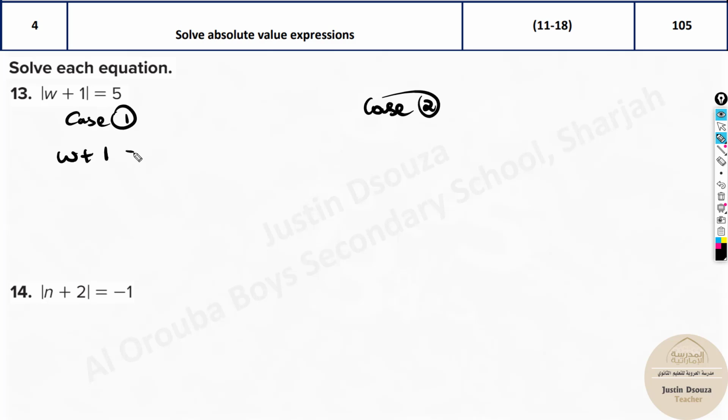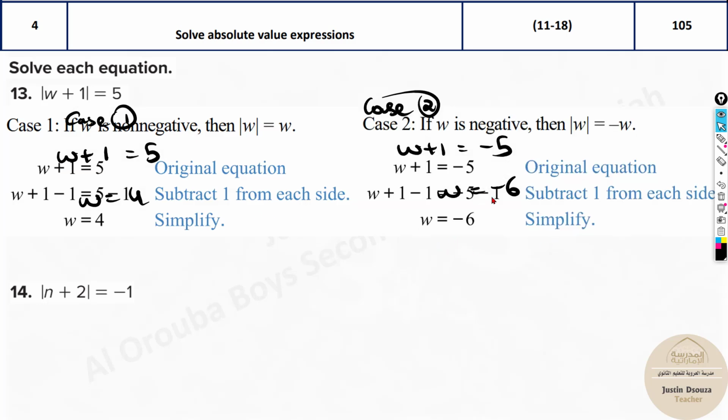One case is w plus 1 equals 5. Another one is w plus 1 equals minus 5. Now solve it. W equals 4, and the other, w equals minus 6. These are the 2 options, the 2 correct answers, 4 and minus 6.